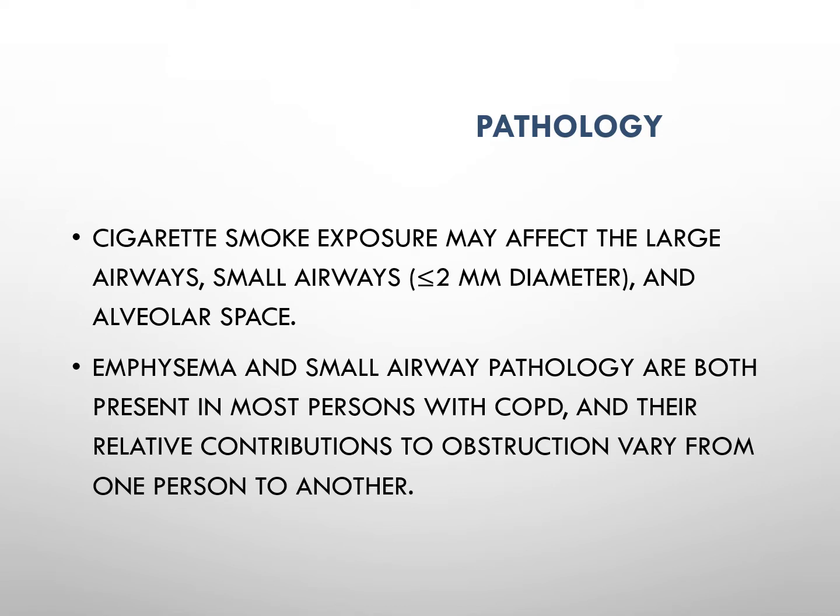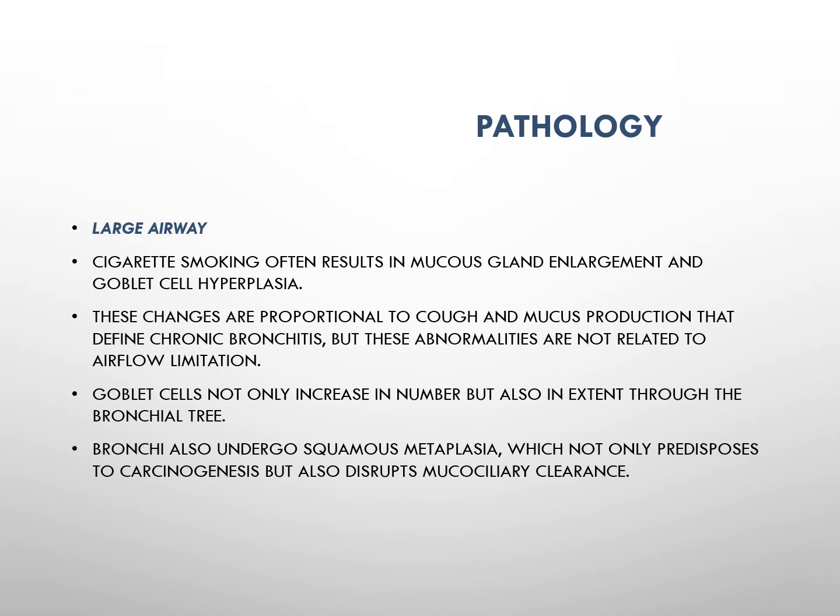Cigarette smoke exposure may affect the large airways, small airways, and alveolar space. Emphysema and small airways pathology are both present in most persons with COPD, and their relative contributions to obstruction vary from one person to another. Cigarette smoking often results in mucous gland enlargement and goblet cell hyperplasia. These changes are proportional to the cough and mucus production that define chronic bronchitis, but these abnormalities are not related to airflow limitation.